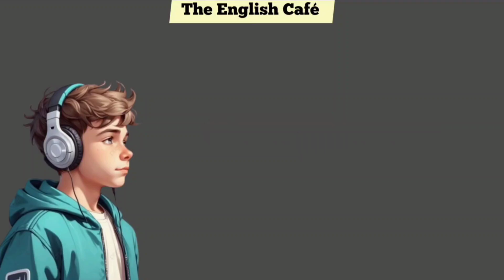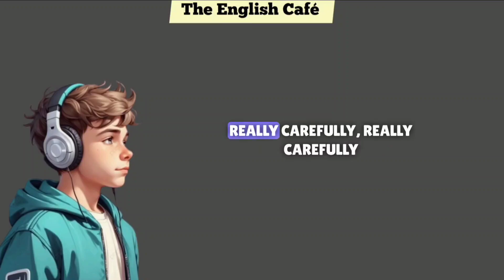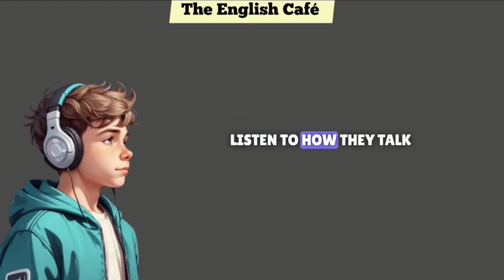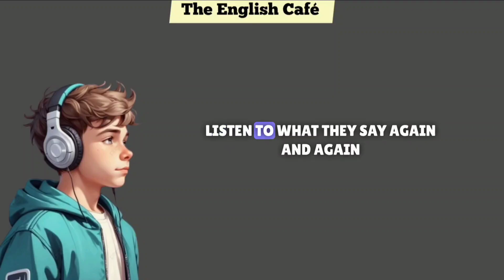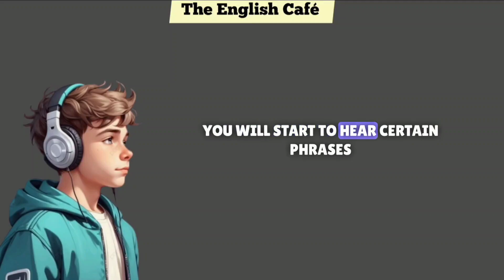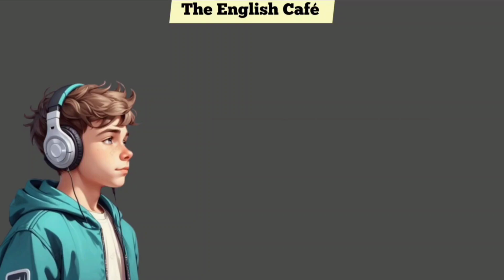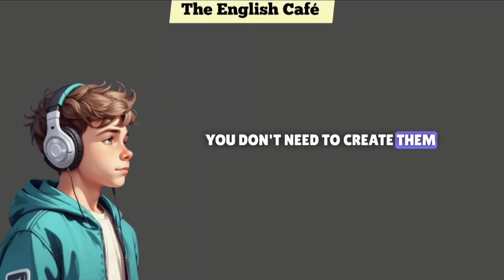Step 1. Listen carefully. Really carefully. Listen to people speaking English in movies, in podcasts. Listen to how they talk. Listen to what they say again and again. You will start to hear certain phrases that come back. And that's not a coincidence. You don't need to create them. You just need to notice them.